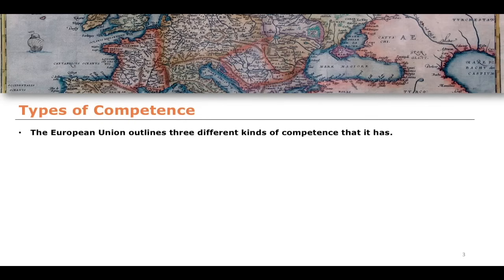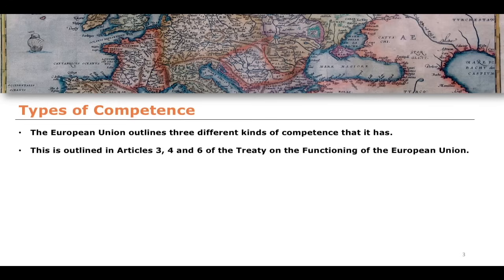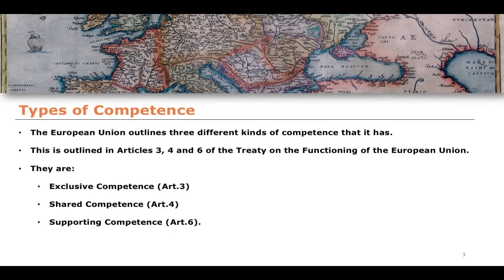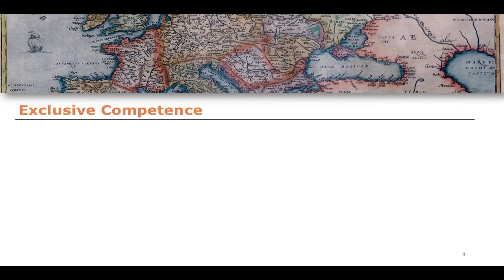Okay? So the European Union, in the treaties that the member states sign on to, outlines 3 different kinds of competence that the Union itself will have. And these 3 different types of competence are outlined in Articles 3, 4, and 6 of the Treaty on the Functioning of the European Union. These 3 types of competence are, as found in Article 3, the idea of exclusive competence. Article 4 outlines the idea of shared competence, and then Article 6 talks about this idea known as supporting competence. Let's begin with the first one, Article 3.